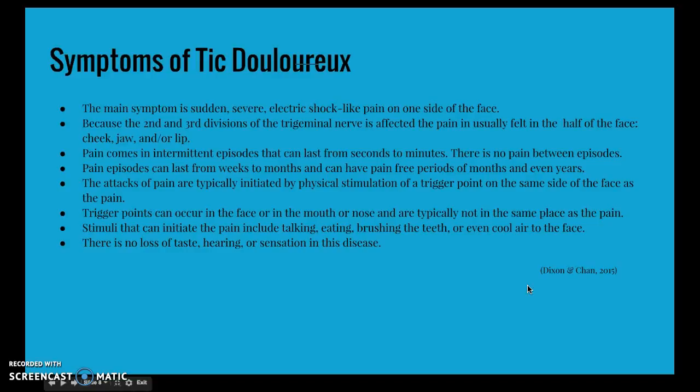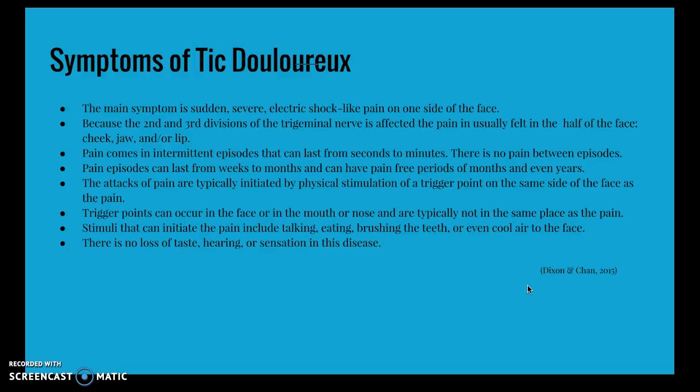So symptoms of TD. The main symptom is sudden, severe electric shock-like pain on one side of the face. Because the second and third divisions of the trigeminal nerve are affected, the pain is usually felt in the half of the face, cheek, jaw, and or upper lip. The pain comes in intermittent episodes that can last from seconds to minutes, and there is no pain between episodes. Pain episodes can last from weeks to months and can have pain-free periods of months and even years.